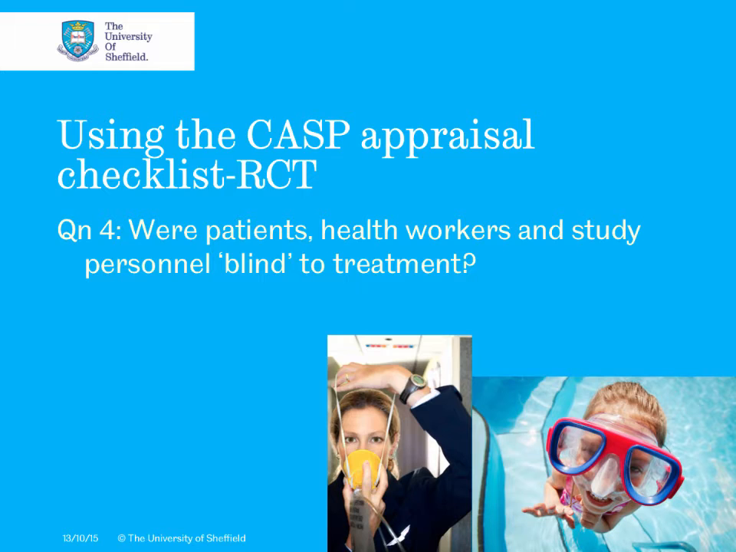When you're looking at a randomised controlled trial paper, you need to see whether the authors describe whether the participants were blind, whether the clinicians or the healthcare workers were blind, and whether the study personnel who were maybe assessing the clinical outcomes were blind to which participants had the treatment and which participants were in the control group who may have had a placebo.